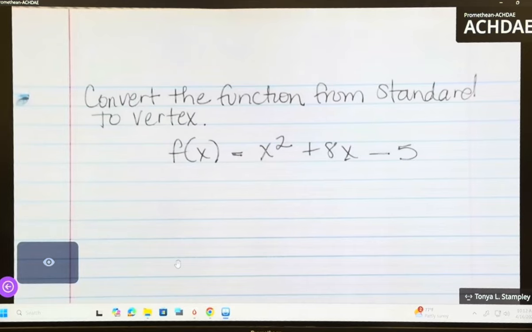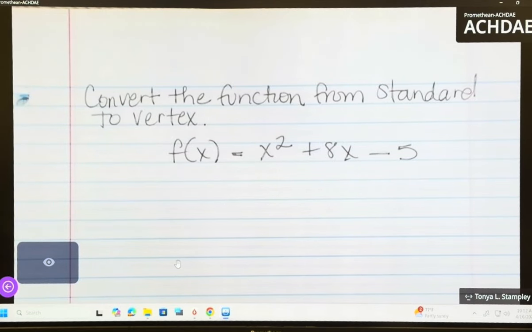All right, so question number 1 asks us to convert the function from standard form to vertex form. So the first thing I'm going to do, just so I can have it in my mind, is write the vertex form so that I understand what I have, right? So vertex form is y equals a times x minus h squared plus k. Do we all agree? Yes.